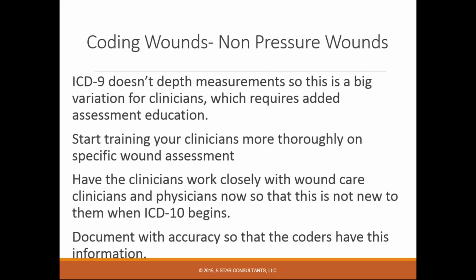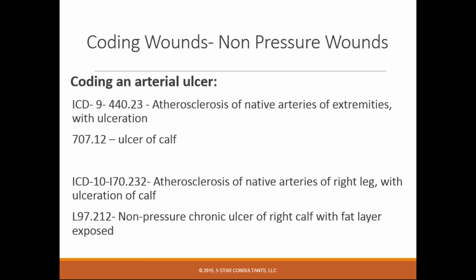All right, I talked about how you need to train your staff and then train them to document as well. So coding an arterial ulcer in ICD-9 is 440.23, atherosclerosis of native arteries of extremities with ulceration. I've always had kind of a problem finding that code in ICD-9. And then you code the 707.12 ulcer of calf.